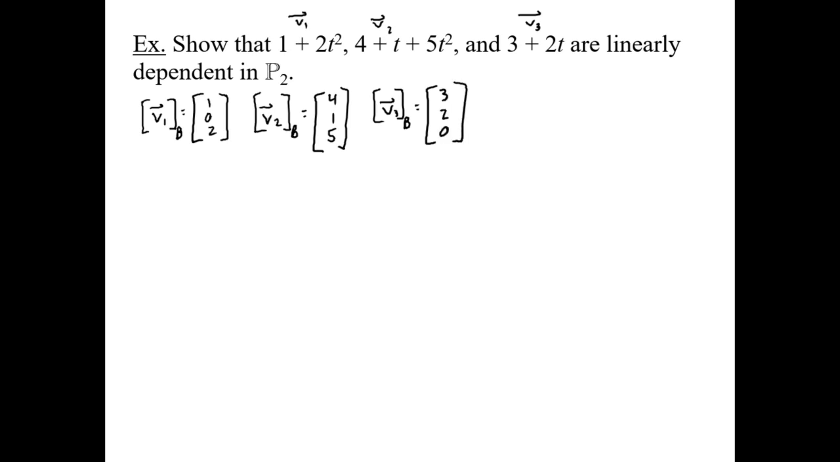Okay, so now to show that these are linearly dependent, we could instead show that these vectors in R3 are linearly dependent. And remember, to do that, there are actually a bunch of different ways, but we could create the matrix. And then we can perform row operations to show that there's a free variable in this. So let's see here, I'll leave the top alone.